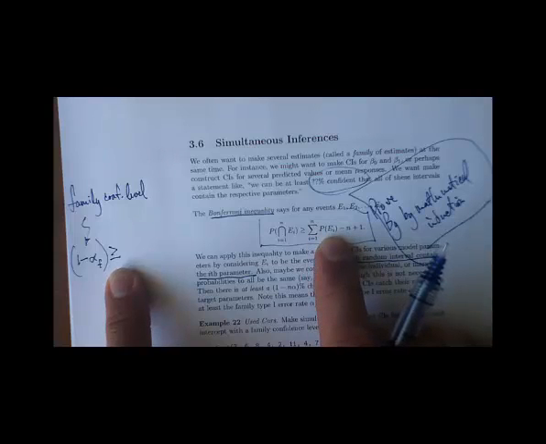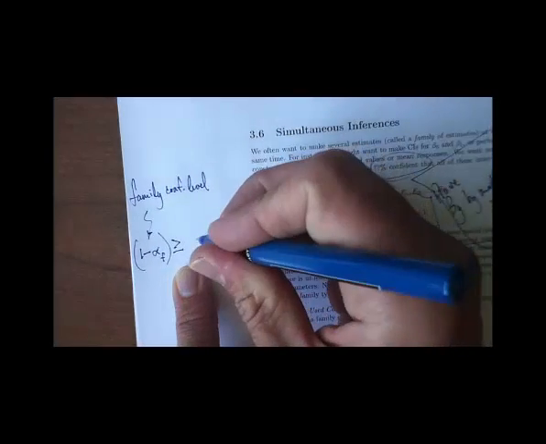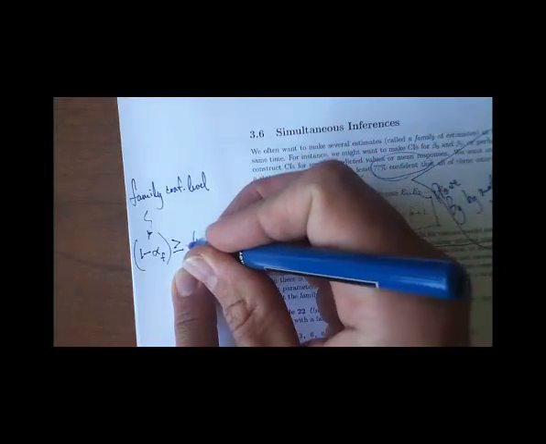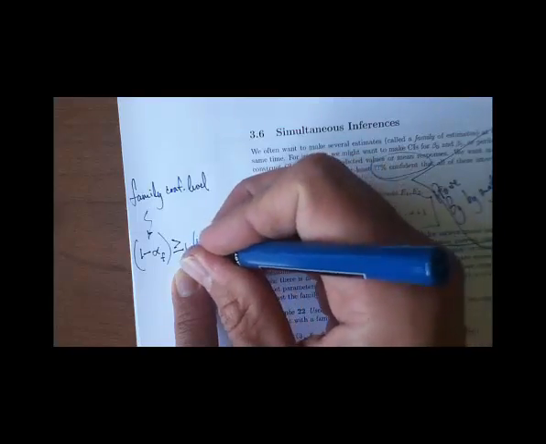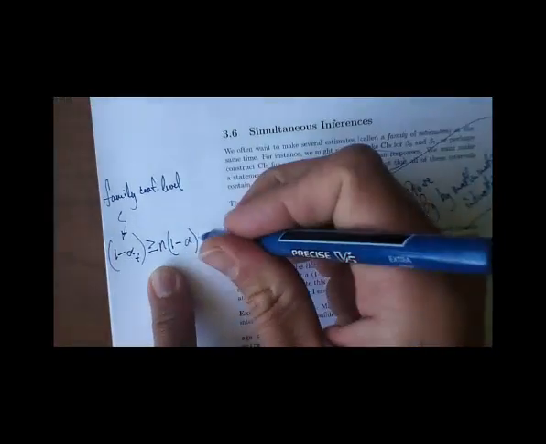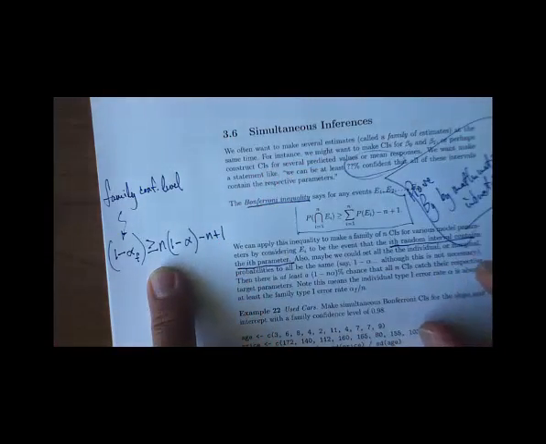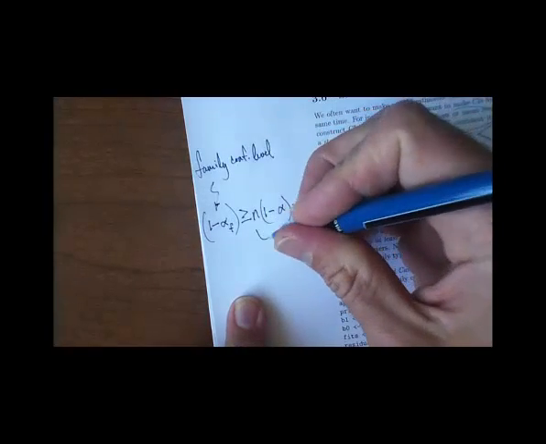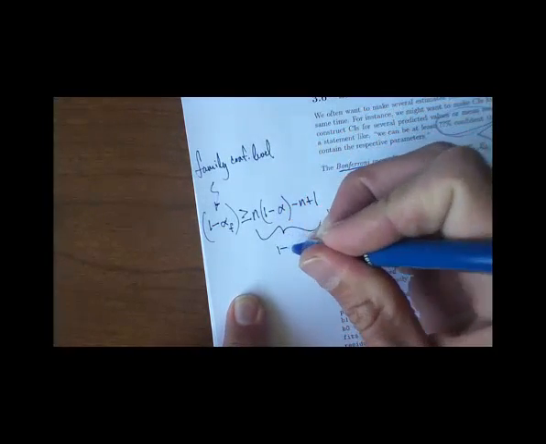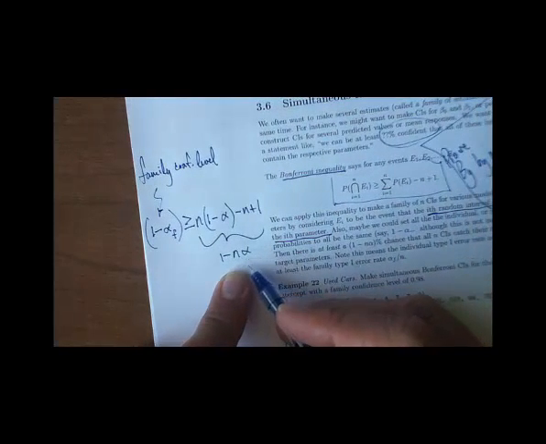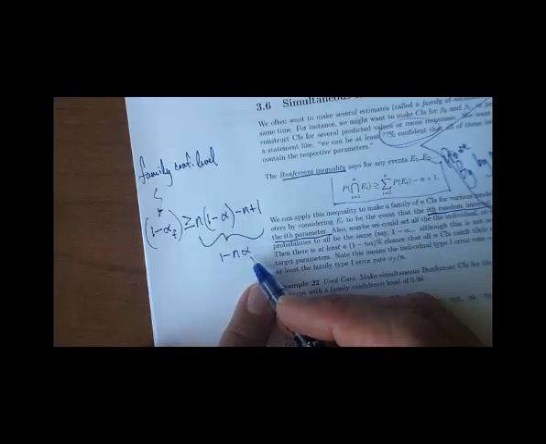Let's let each one of these confidence levels or probabilities be 1 minus alpha. So instead of just summing this n times, we've got n times that, minus n plus 1. All of this turns out to be just 1 minus n times alpha, where alpha, you could think of as the individual type 1 error rate if you were just making one confidence interval.